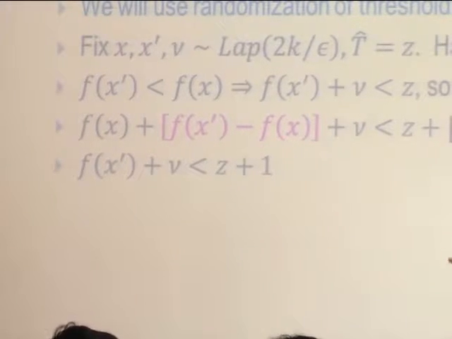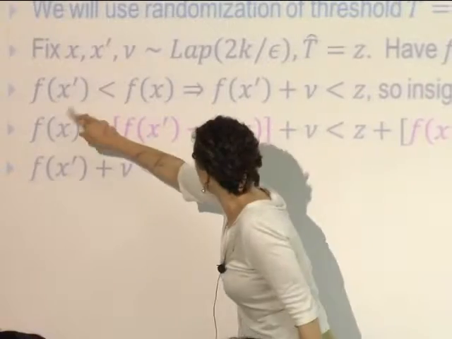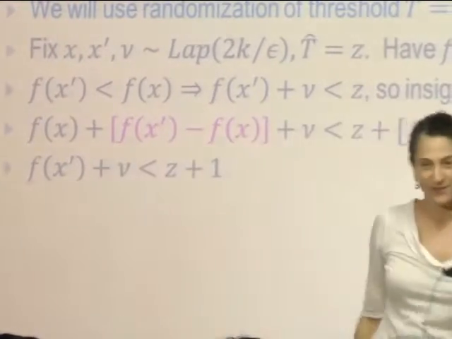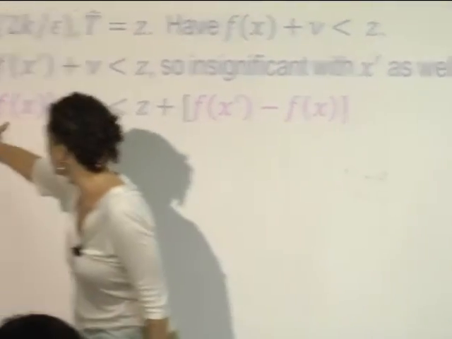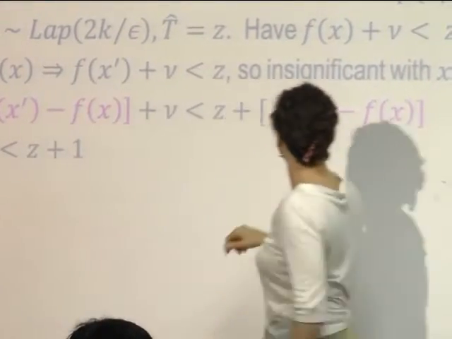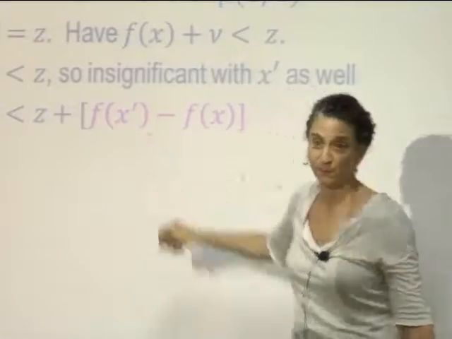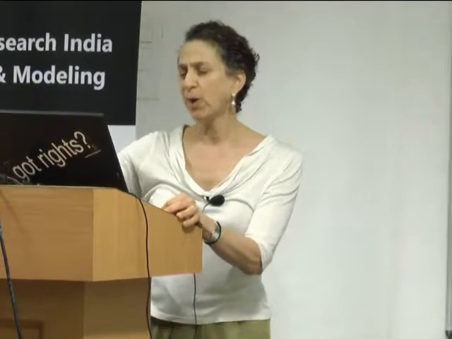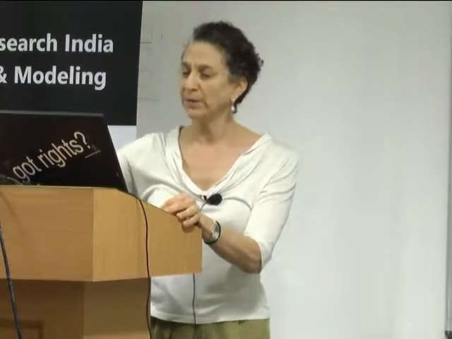OK? So why is that? It's just obvious. The sensitivity is 1. So formally, I added this in on both sides, so this and this are going to cancel, and over here, it's at most 1. So if f of x plus this noise value is less than z, then f of x prime plus the noise value will be less than z plus 1. Simple.